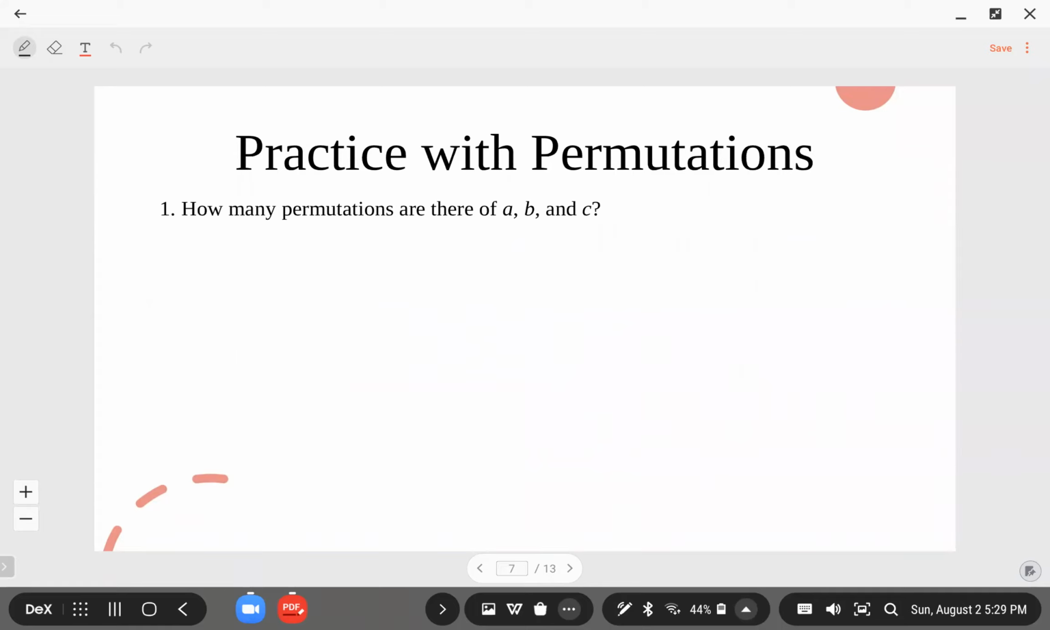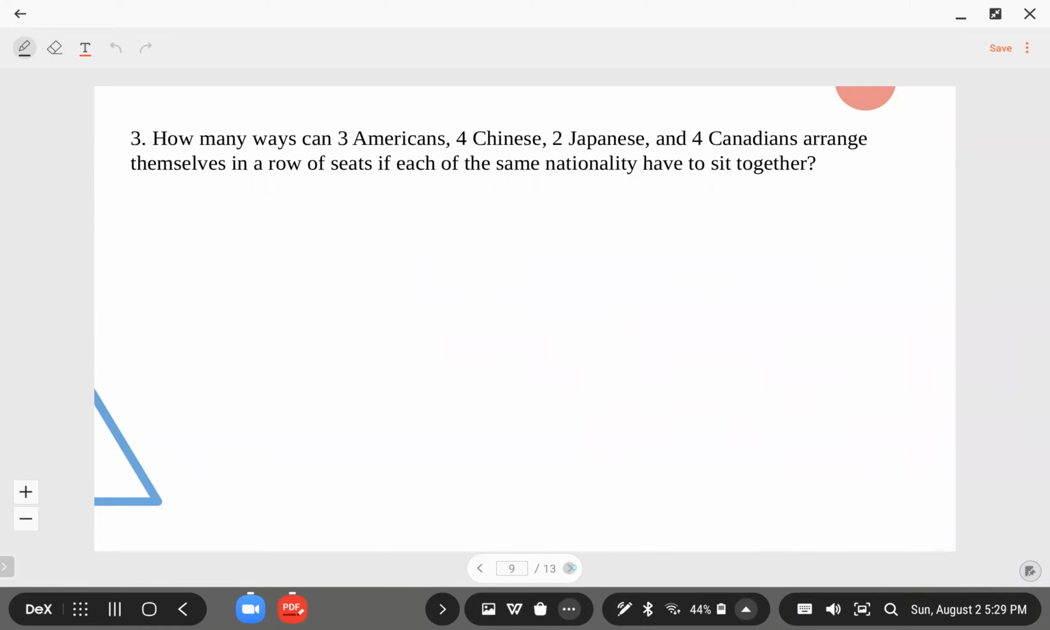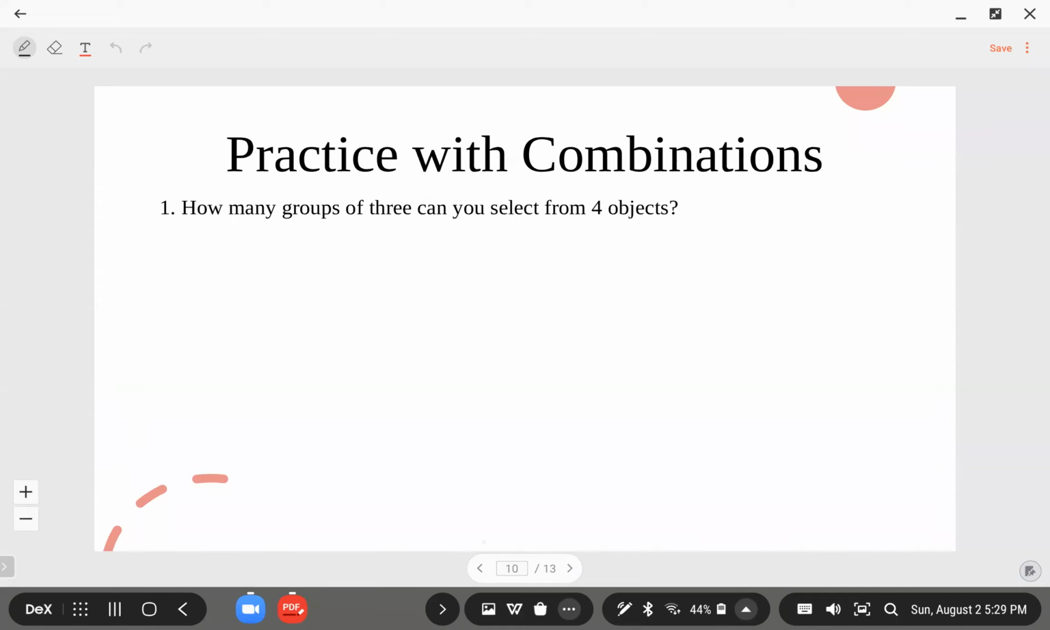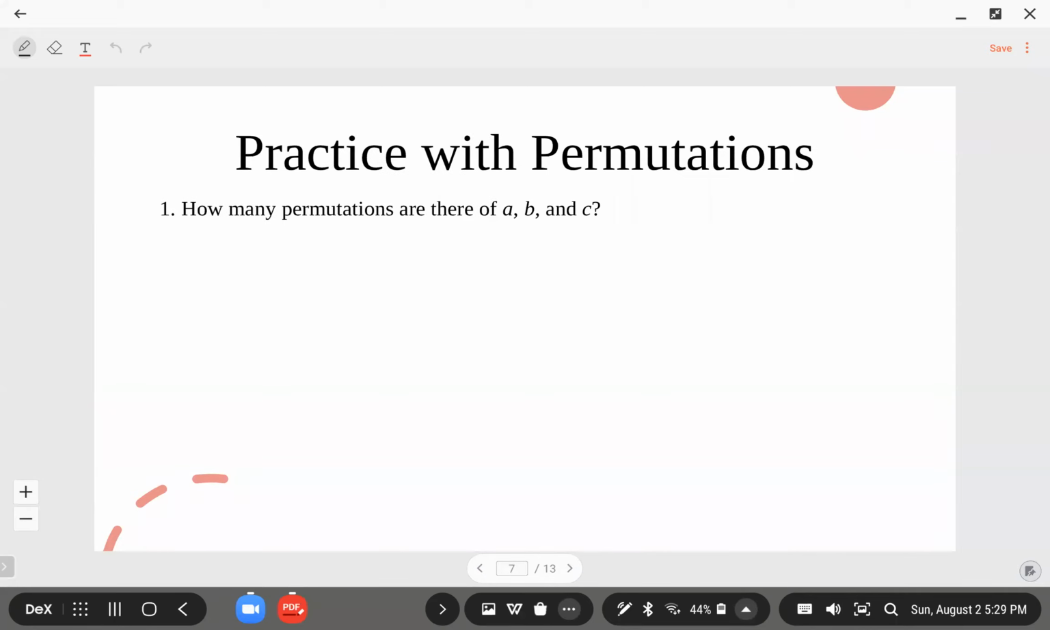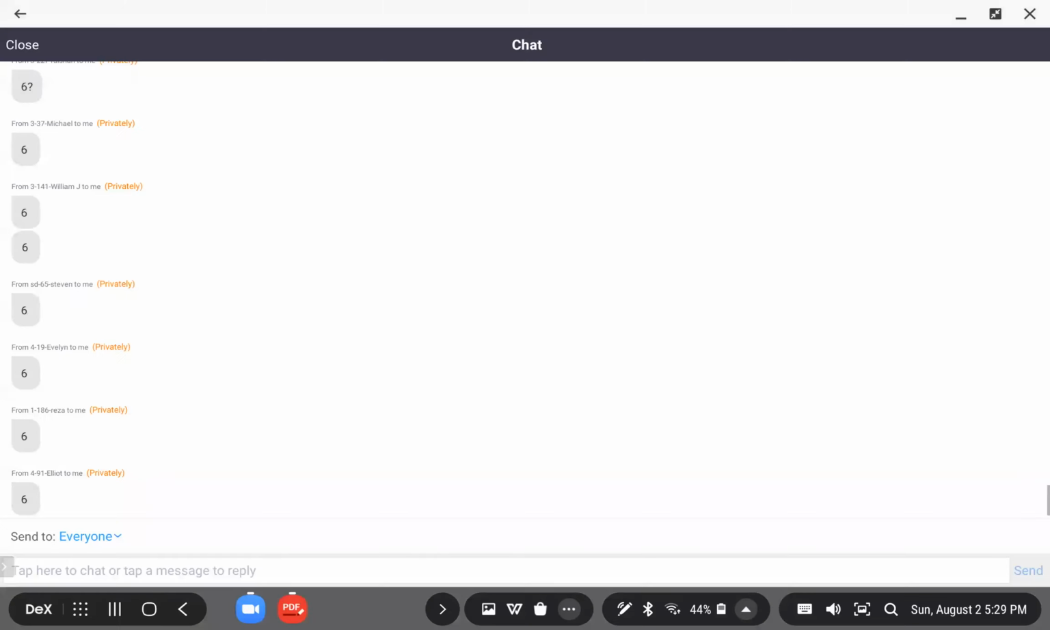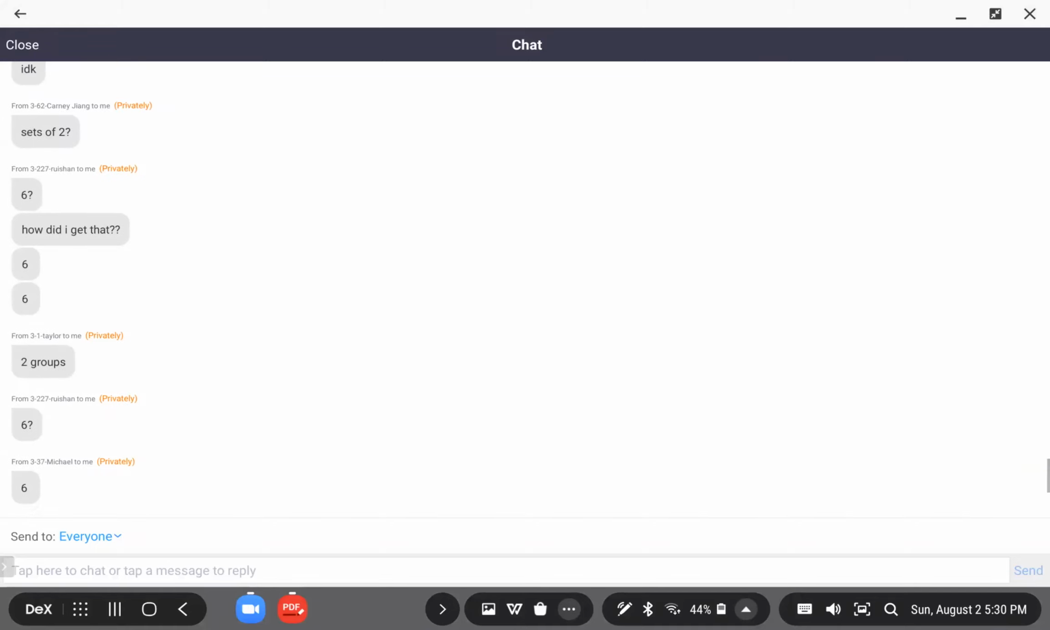So now let's practice permutations, and then later on we'll be practicing with combinations. Okay, so how many permutations are there of A, B, and C? This is our first problem, and please do this on your own. And when you're done, please put your answer in the chat box. Yes, 6.